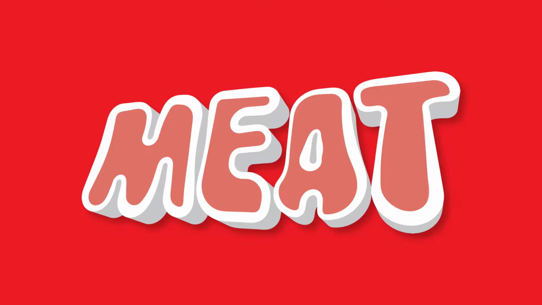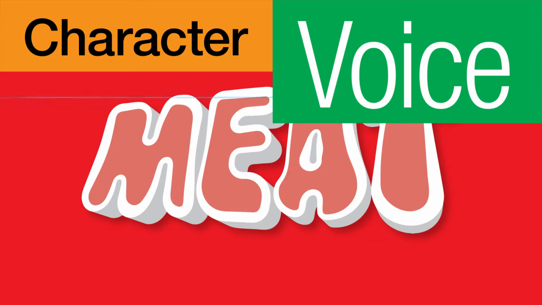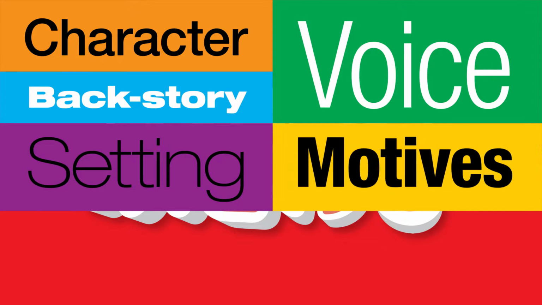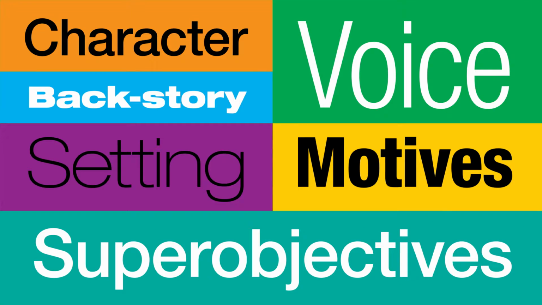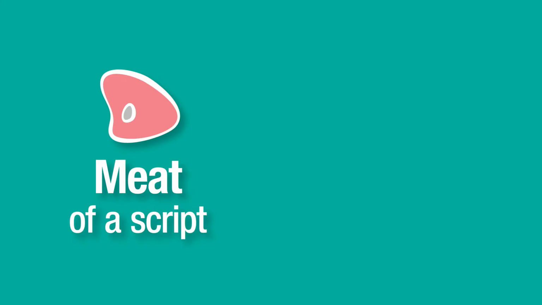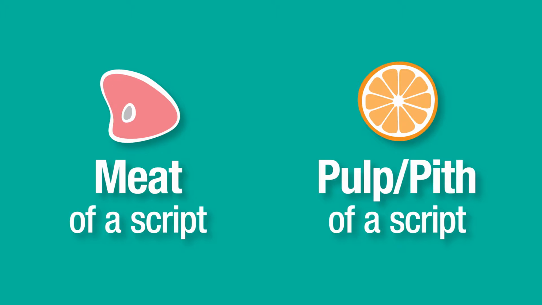I call this section meat. And anyone who's vegan, please remember, I'm not talking about eating meat. I'm talking about writing it, building a script from a combination of the soft conceptual parts, like character, voice, backstory, setting, motives, and what we call super objectives, the things that matter most to a character, which I call the meat of a script, or if you prefer a plant reference, the pulp or the pith.